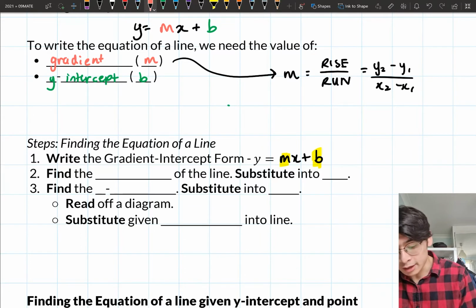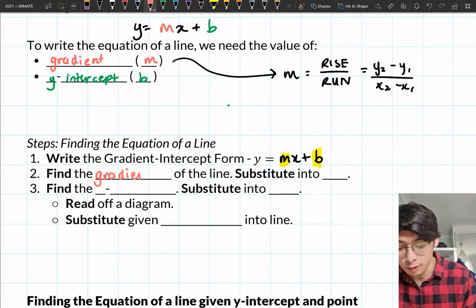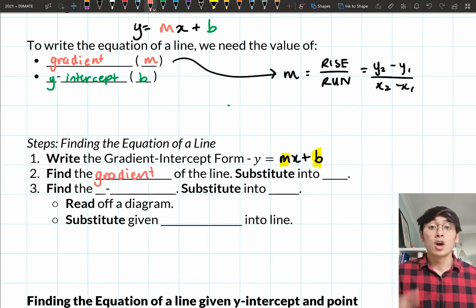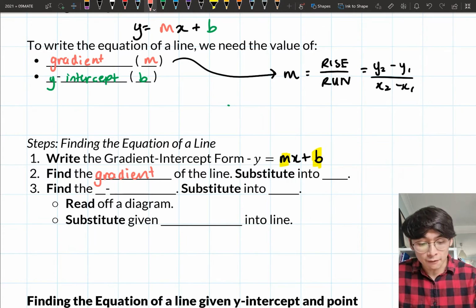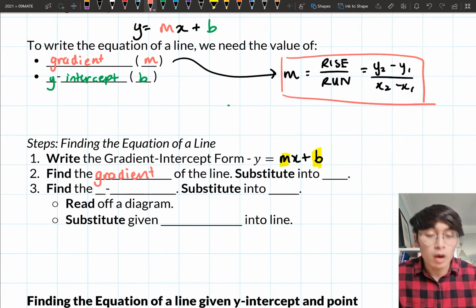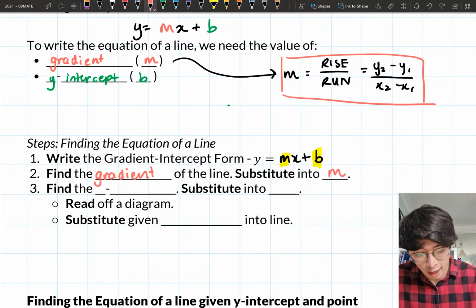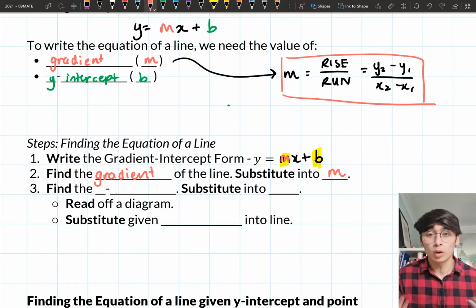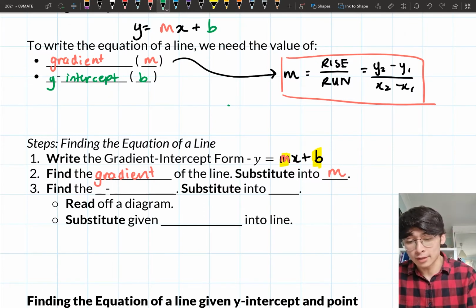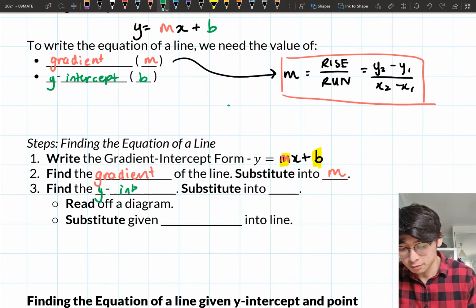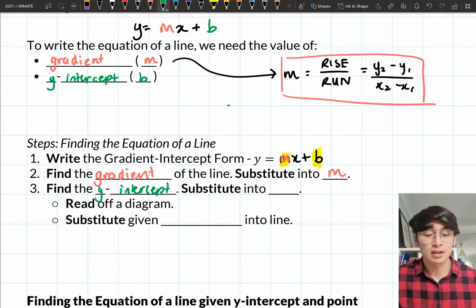Okay, the second step is then we want to find the gradient of the line. When we're trying to find the gradient of the line, we use that formula that we have up here, rise over run, or if they give you the gradient of the line, we can just sub it in. Once we've found the gradient, we substitute it into where m is. So we're just going to replace m with our gradient. The third step is then we want to find the y-intercept, and then we substitute it into b. So we replace it into b.